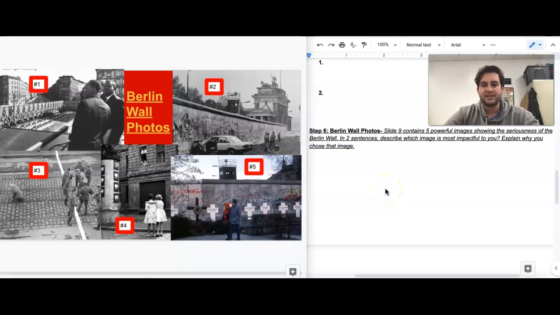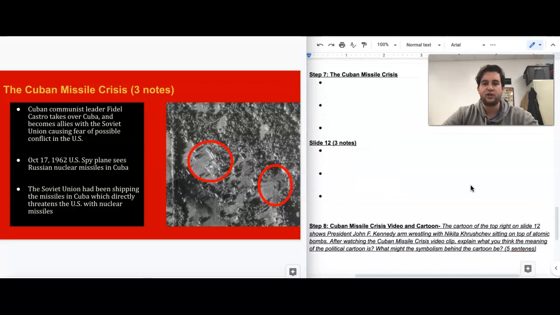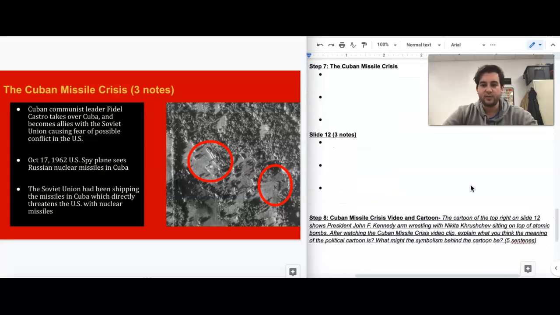Today we are going to finish steps 7 and 8 on your Cold War note sheet. Last Friday we should have ended by writing a brief reflection on our Berlin Wall photos, and today we are going to talk about the next event of the Cold War that we'll look at, the Cuban Missile Crisis. Now, the Cuban Missile Crisis was the closest the United States and the Soviet Union ever came to having a direct conflict in the form of a nuclear war.